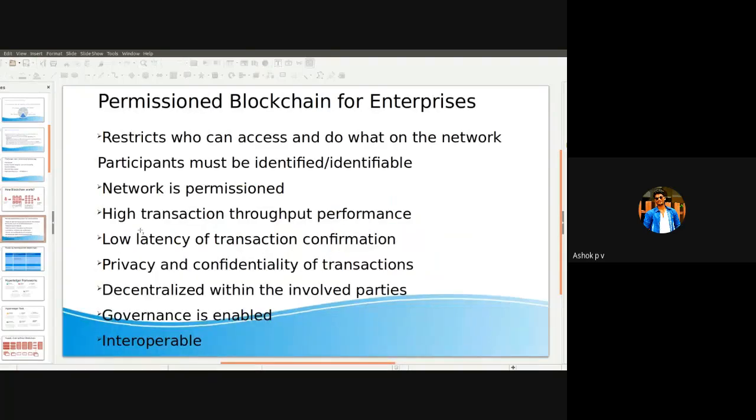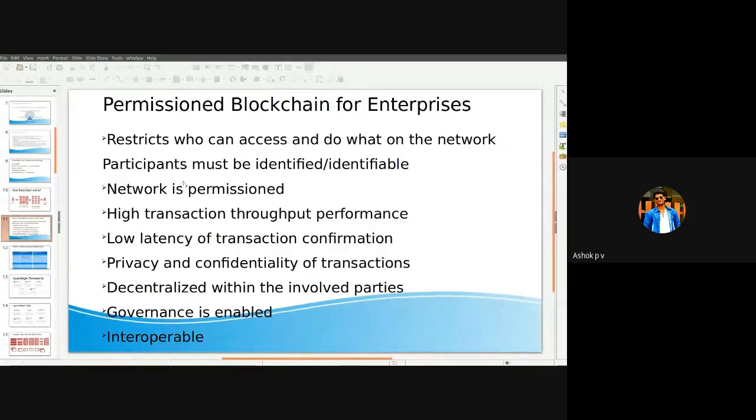So there are two kinds of blockchains. One is private blockchain, the other is public blockchain. A public blockchain is for the overall public, which we won't be having, so it's not much of a topic. This is the permissioned blockchain that we actually look for in enterprise applications.